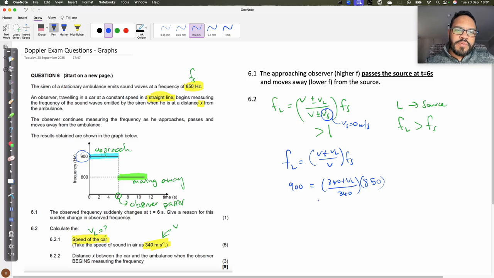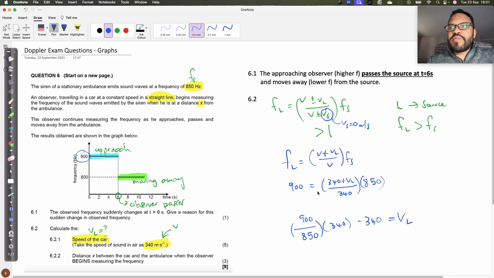So now we manipulate this, fairly simple manipulation. We're going to say it's 900 divided by 850 multiplied by 340, minus 340. This is just algebra in terms of how we've manipulated that, right? We've divided both sides by 850, we multiplied both sides by 340, and then we took that over there. Okay, so this gives us a VL.